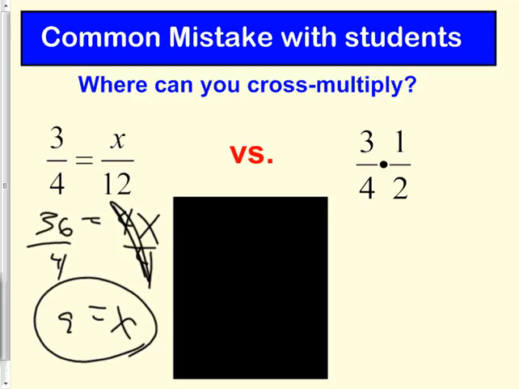You can multiply across the top, multiply across the bottom. And there is no canceling that can be done that I can see. Can you see any canceling? Okay, then it's okay to just proceed and multiply, and you get 3/8. Any question on that one?